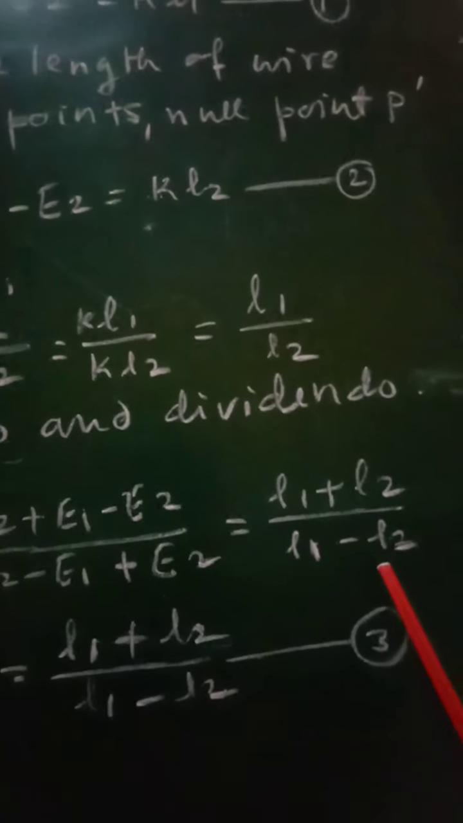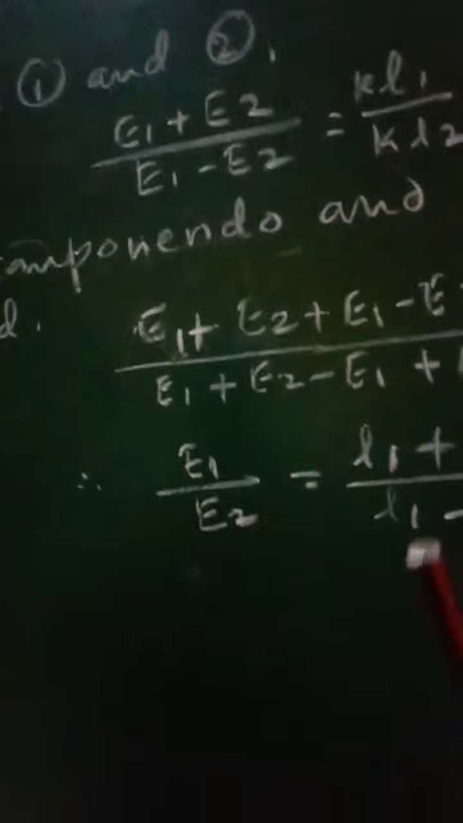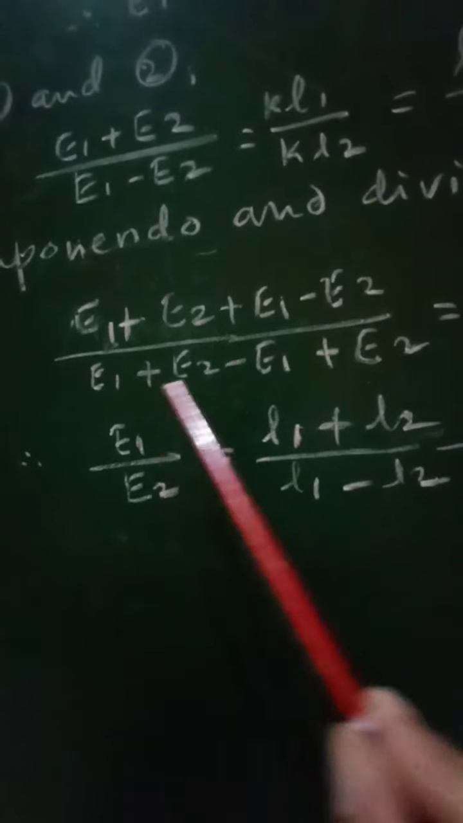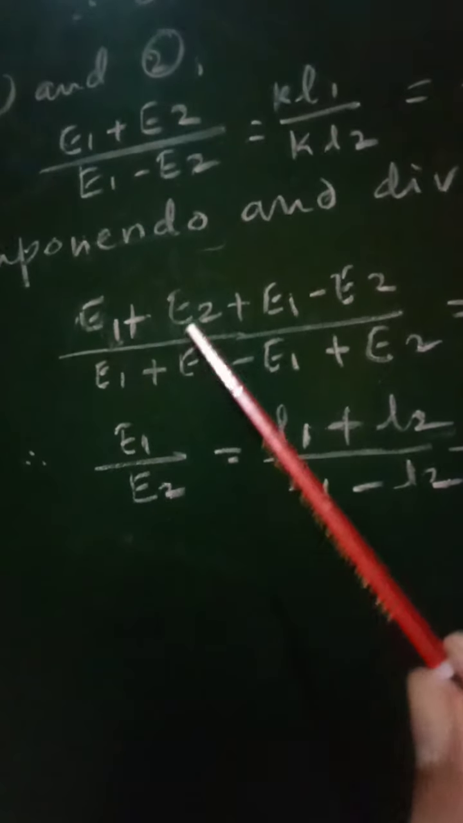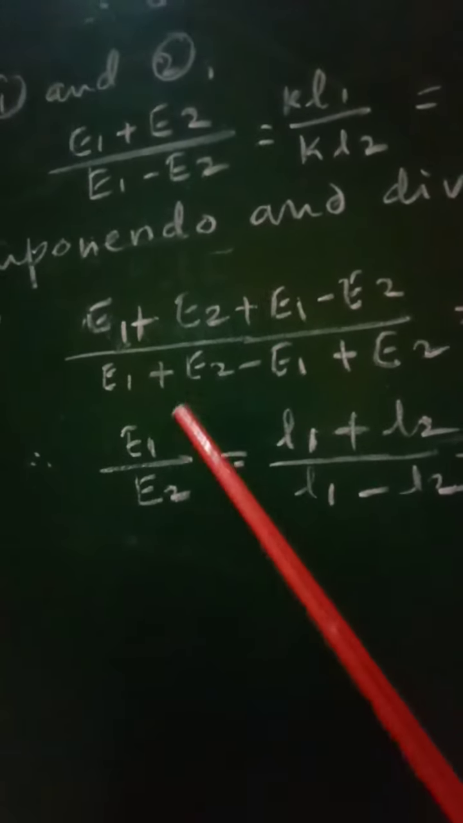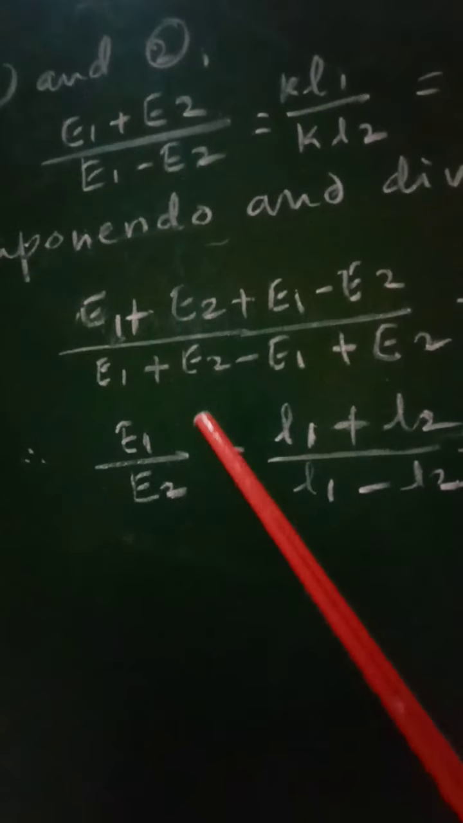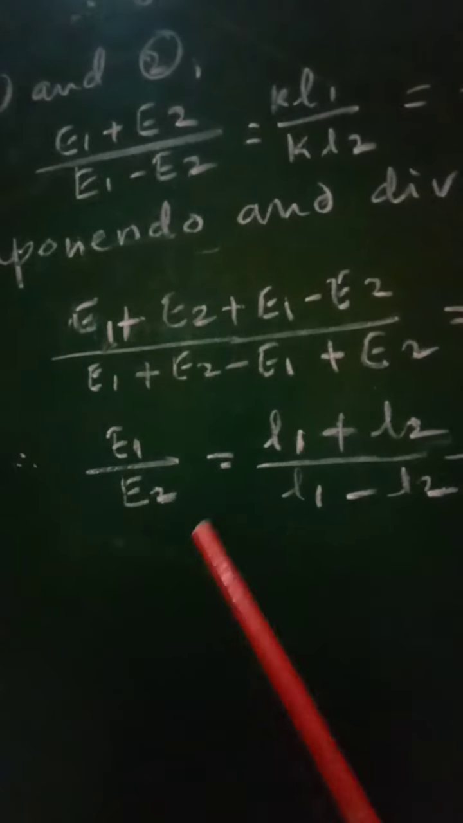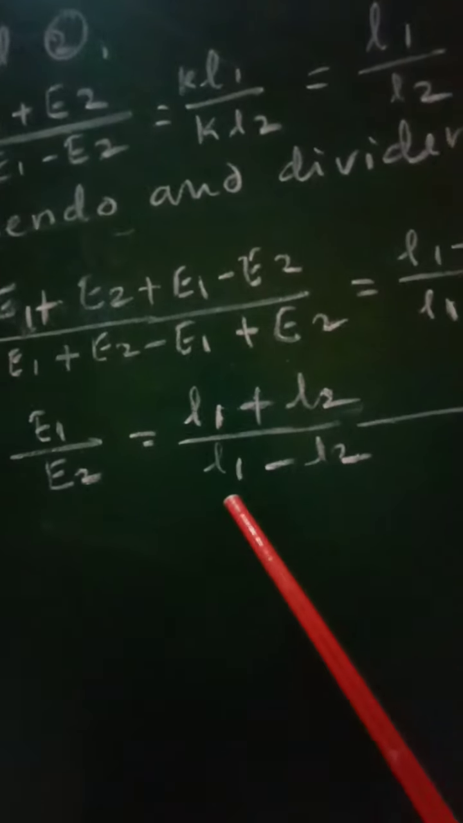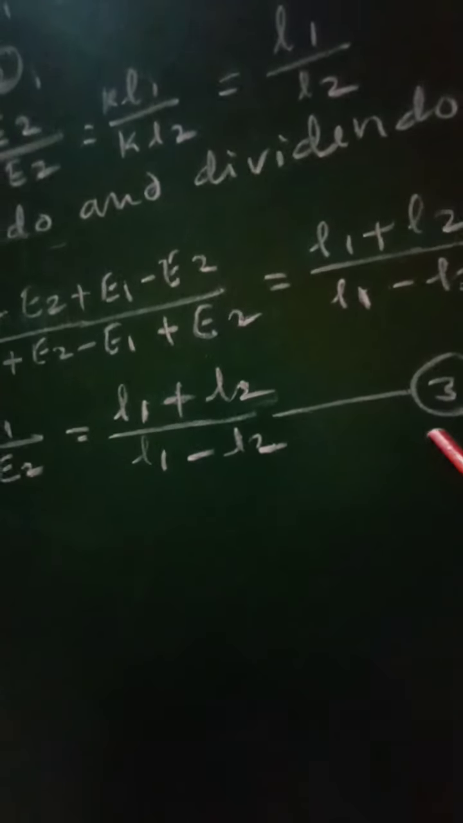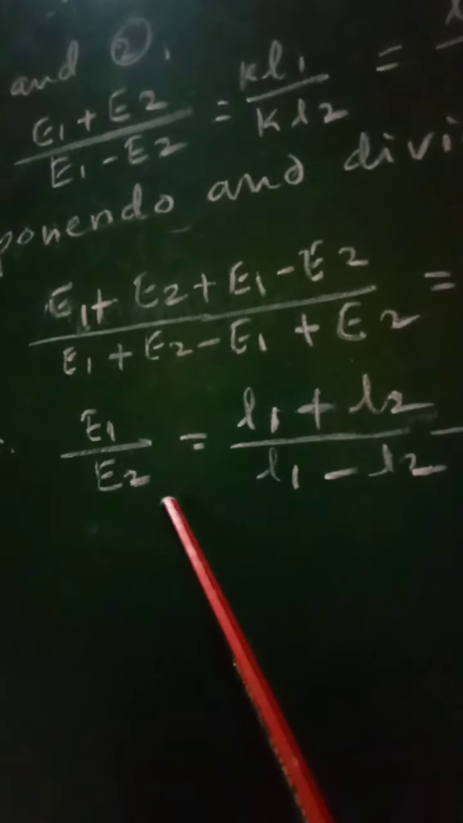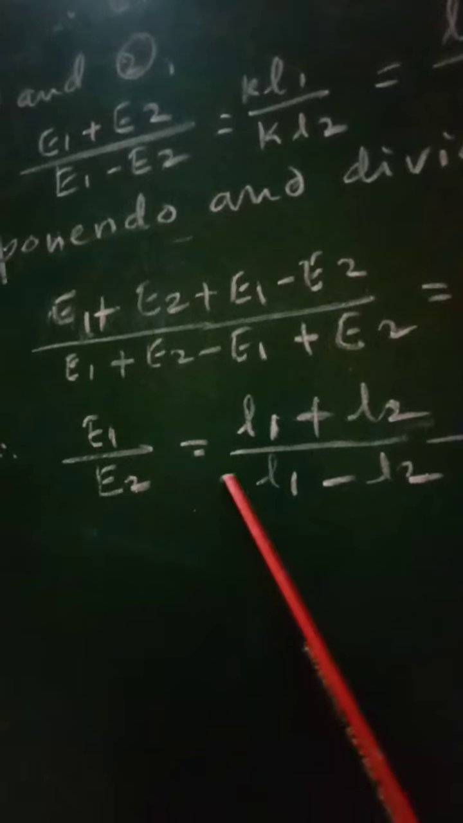Simplifying this, E2 minus E2 will get cancelled, E1 minus E1 will get cancelled, therefore we will get 2E1 upon 2E2, the 2 will get cancelled, and therefore E1 by E2 equals L1 plus L2 upon L1 minus L2, equation number 3. So by using this equation, by the sum and difference method, we can compare the EMFs of two given cells.